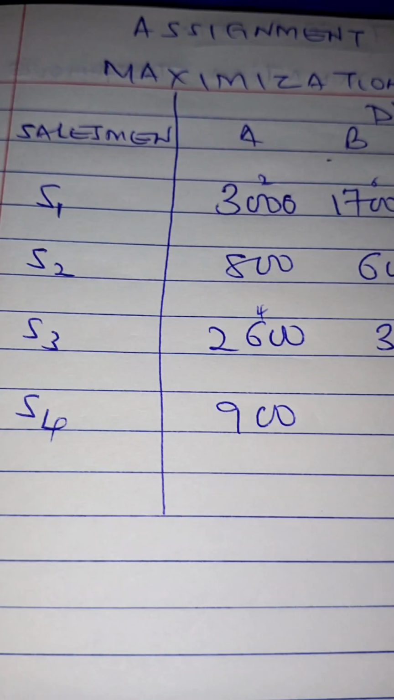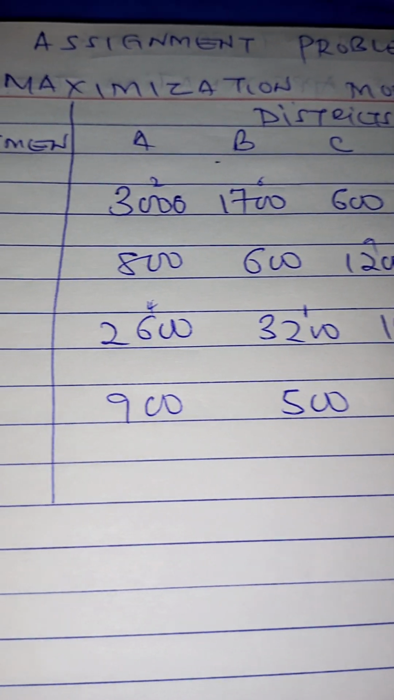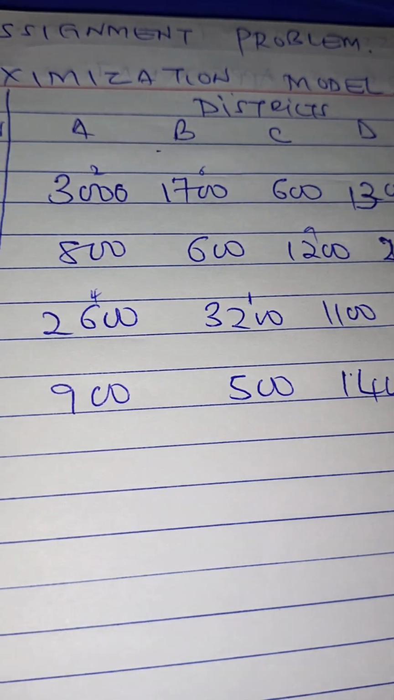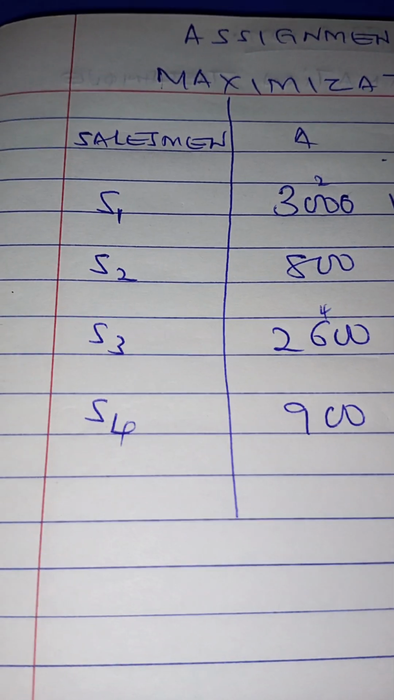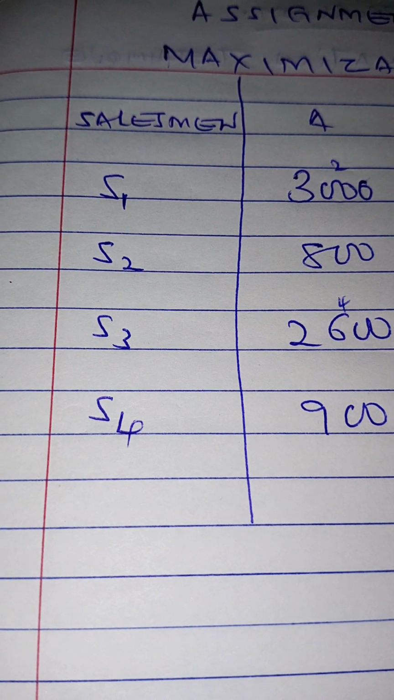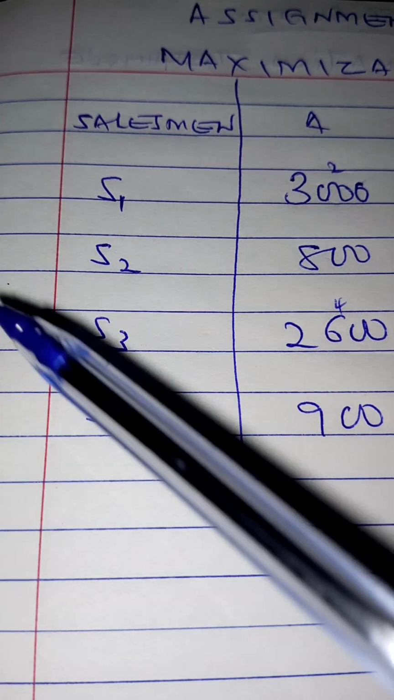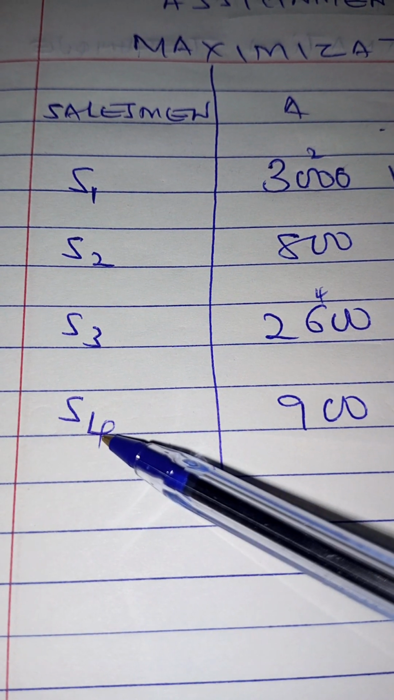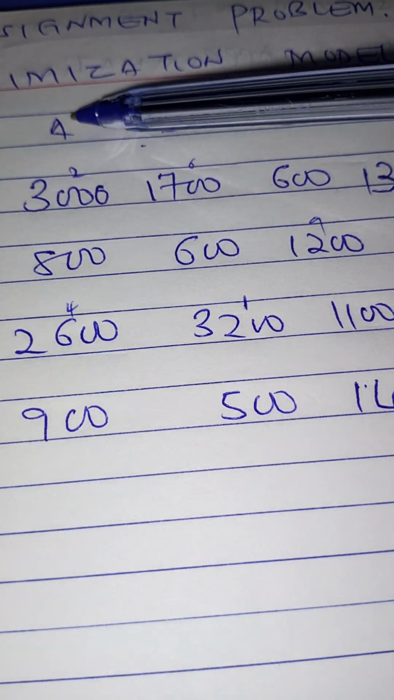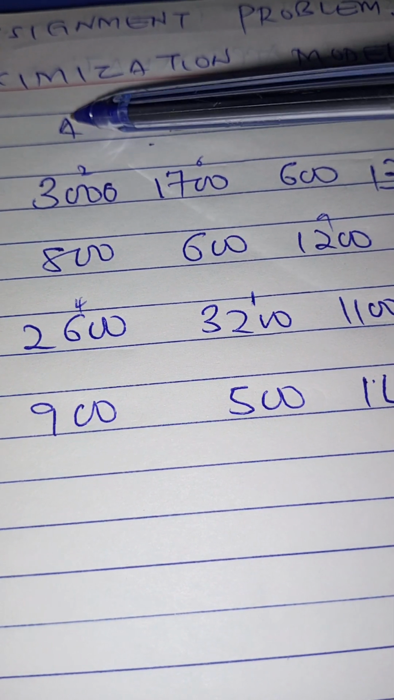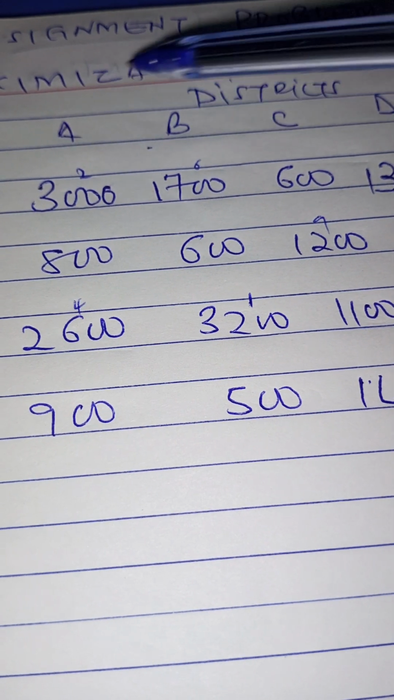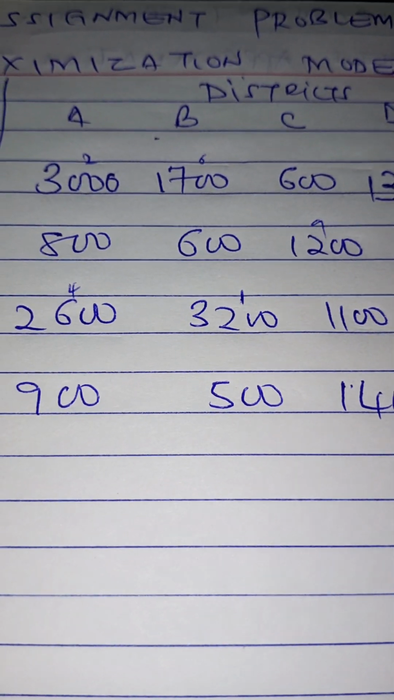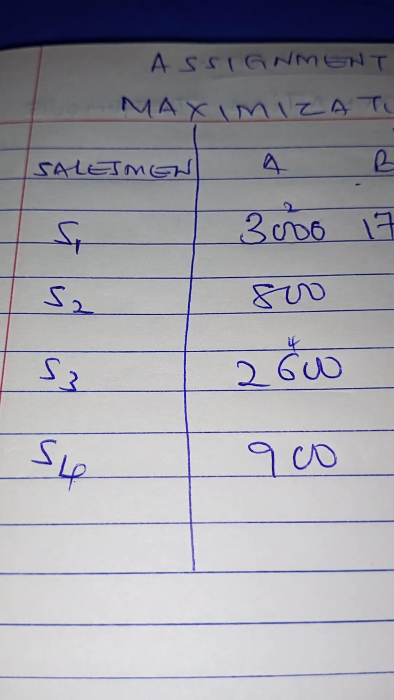They want us to look at the assignment problem, and we shall concentrate on the maximization model. In this question we are told there are 4 salesmen, and I've used S1, S2, S3 and S4, and I've also seen the districts they are supposed to be assigned to as district 1 or A, B, C, and D. So there are 4 districts that the salesmen are supposed to be assigned to.